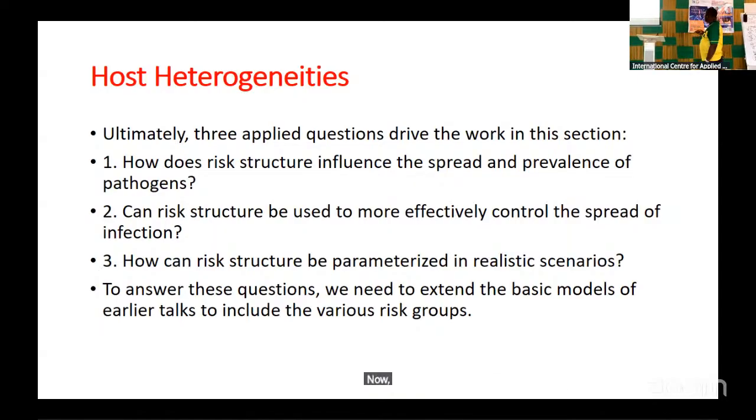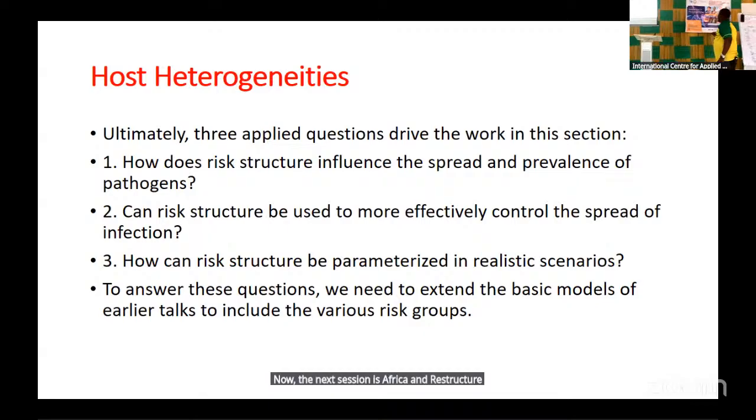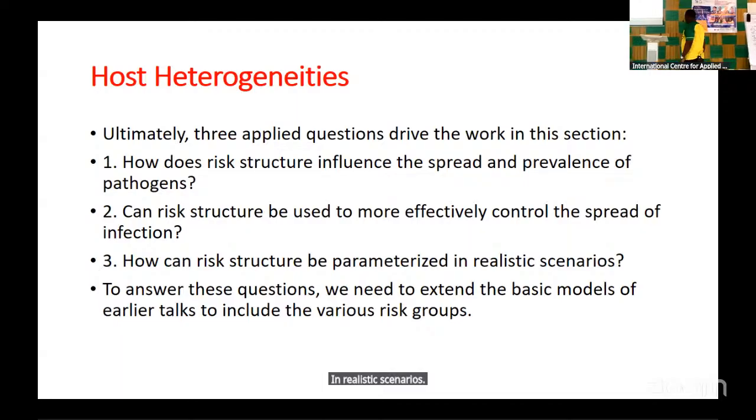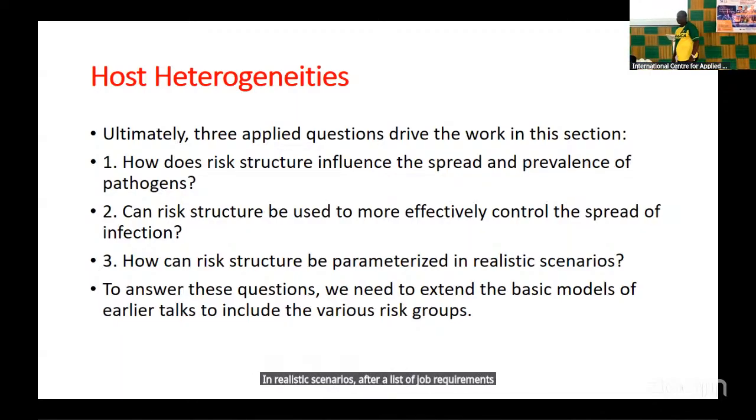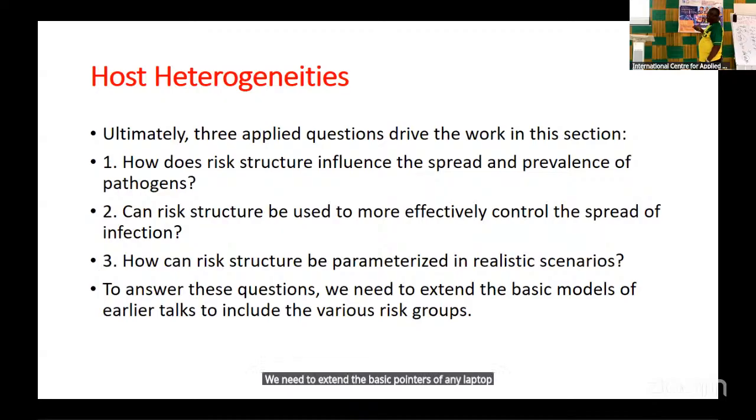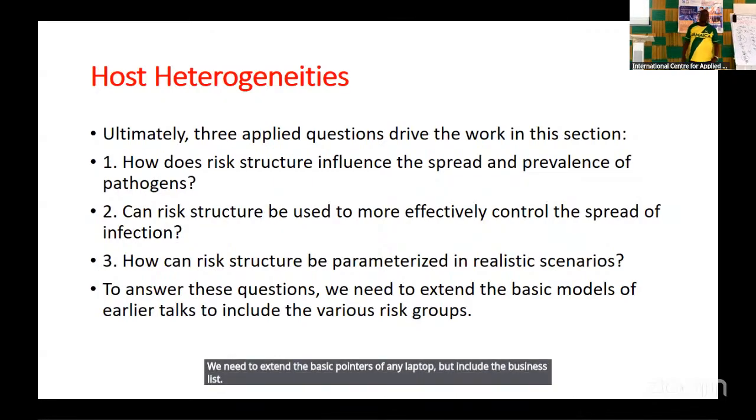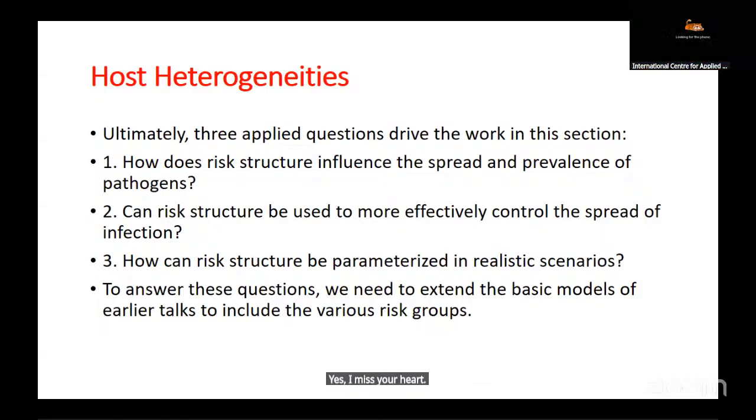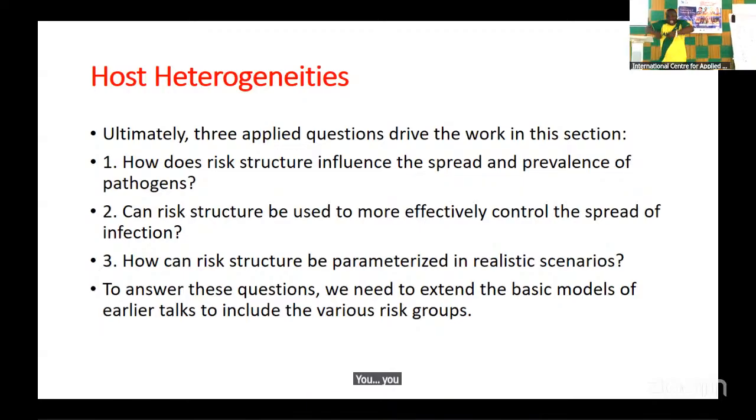Now, the next question is, how can risk structure be parameterized in realistic scenarios? To answer this question, we need to extend the basic models of the earlier talk to include the various risk groups. The basic model cannot answer this kind of question. With the normal homogeneous model, you will need to start from there, and then build your complexity more.